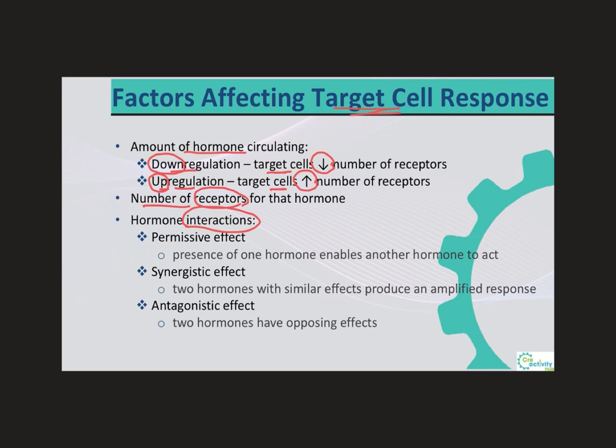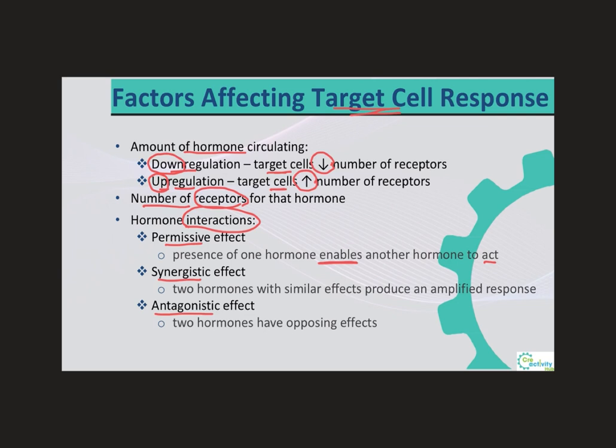You can also have two or more hormones that can interact to affect the response of these target cells in a variety of ways. And the three most common types of this interaction are what we call the permissive effect, the synergistic effect, and the antagonistic effect. The permissive effect, like the name says, is going to be when you have the presence of one hormone that will enable or permit another hormone to act. For example, the thyroid hormones have a very complex permissive relationship with certain reproductive hormones.